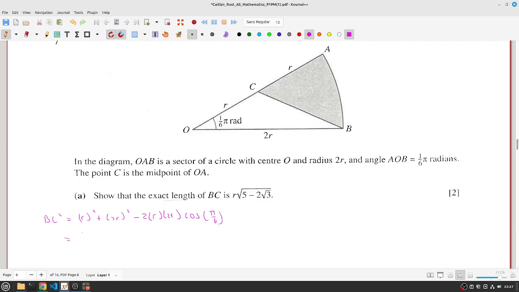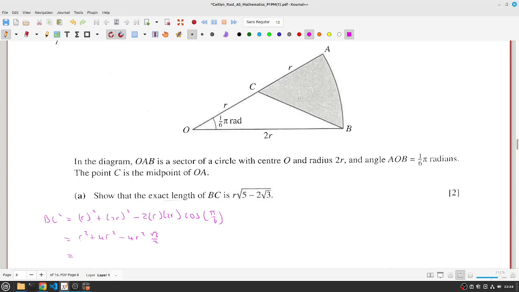So r squared is just r squared. 2r, if we square that, we get 4r squared. And then minus 2 times 2 is 4, and r times r is r squared, times cos of pi over 6. So cos of pi over 6 is square root 3 over 2.